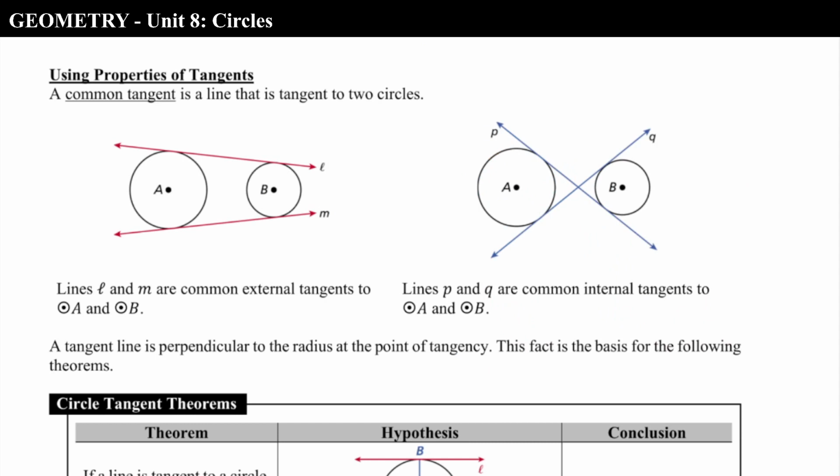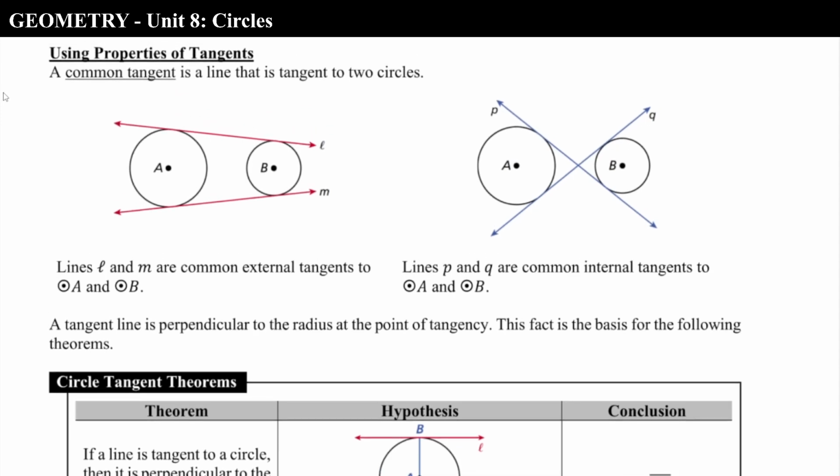So now let's talk about using the properties of tangents. A common tangent is a line that is tangent to two circles. So here we have line L that is tangent to both circle A and B. Line M is also tangent to circles A and B. They touch each of the circles only once. These are external tangents. Now lines P and Q are internal tangents because they are tangent to A on one side of the circle and tangent to B on the other side of the circle.